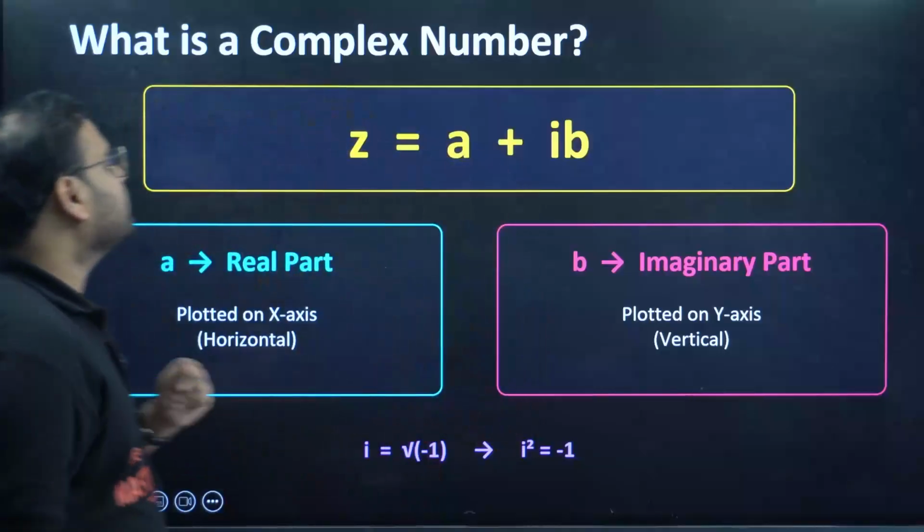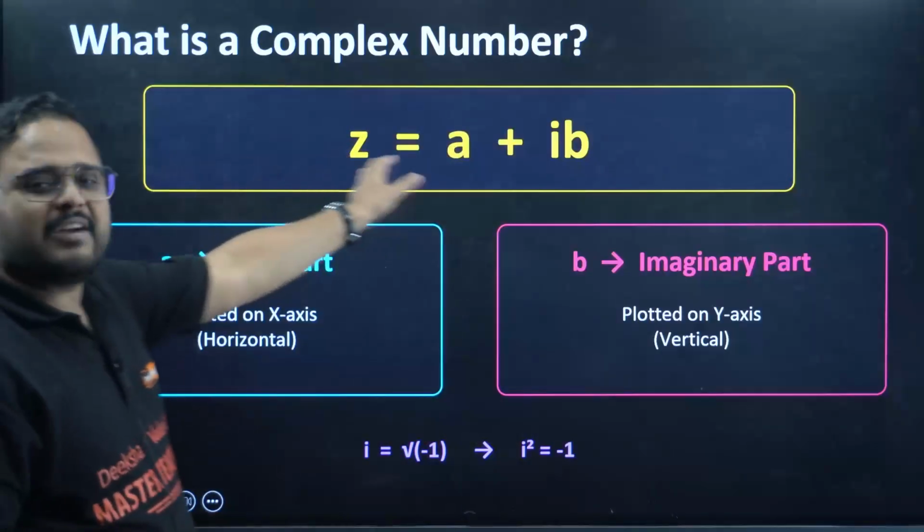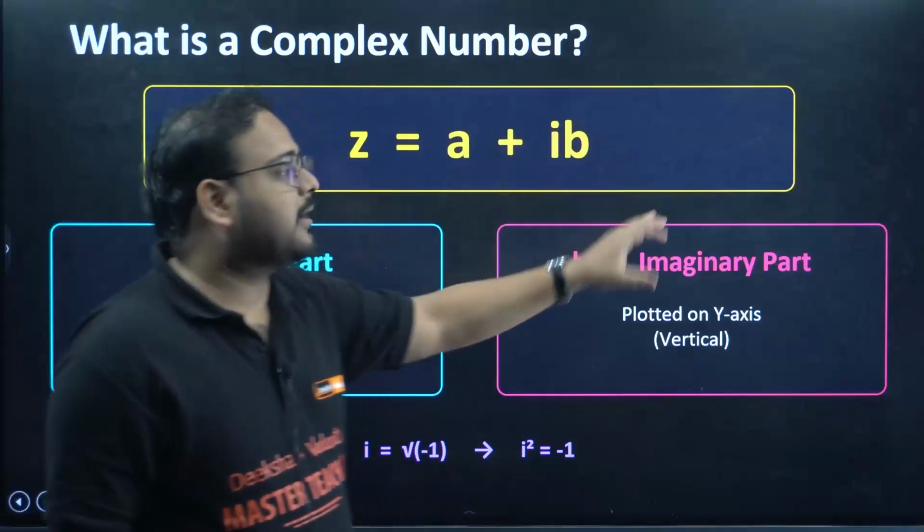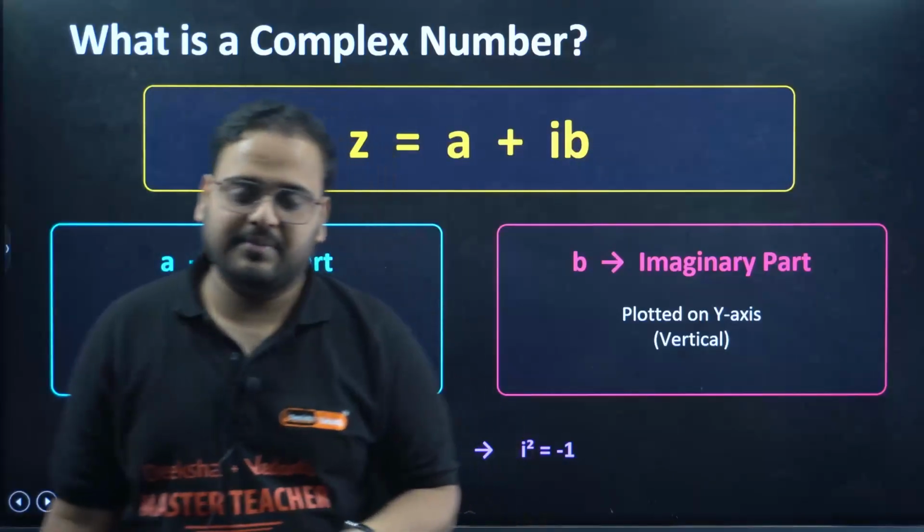Let's get back to the session at hand. This is the standard form of complex number, where A represents your real part and B represents your imaginary part, right?